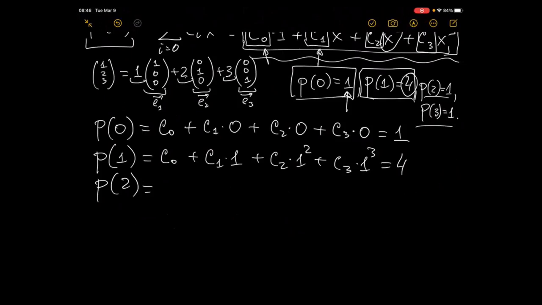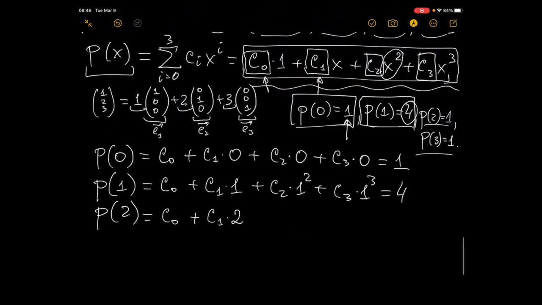So go ahead, don't be afraid. C0 plus C1 times X equal to 2, right? So you just substitute 2 instead of X, right? Correct. Okay, let us go further.